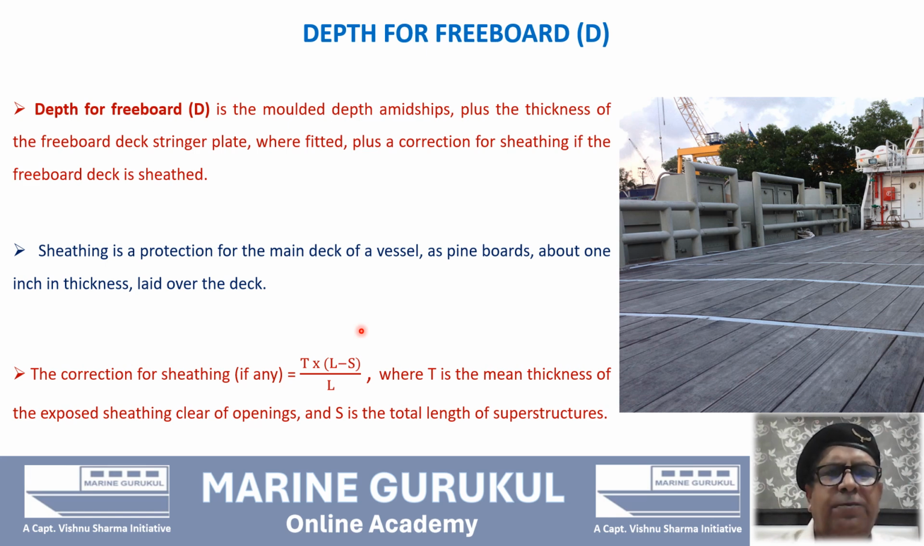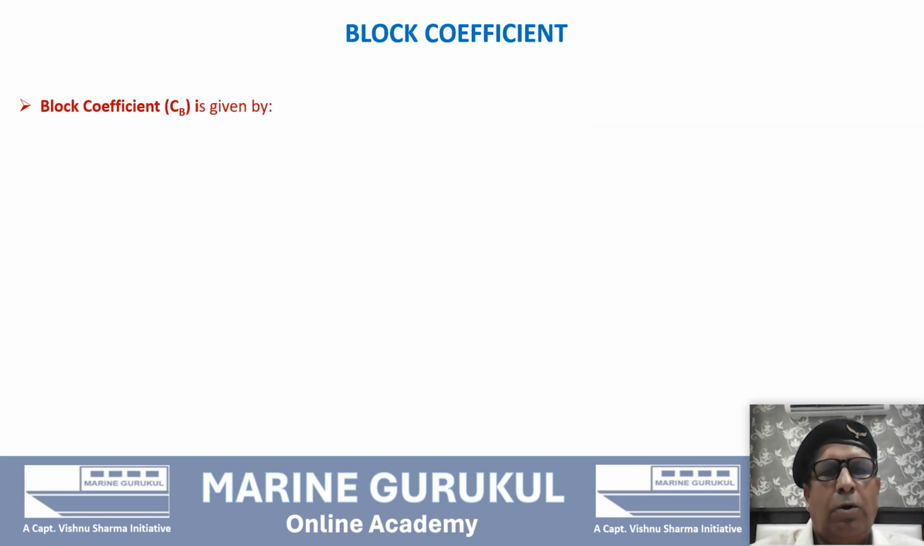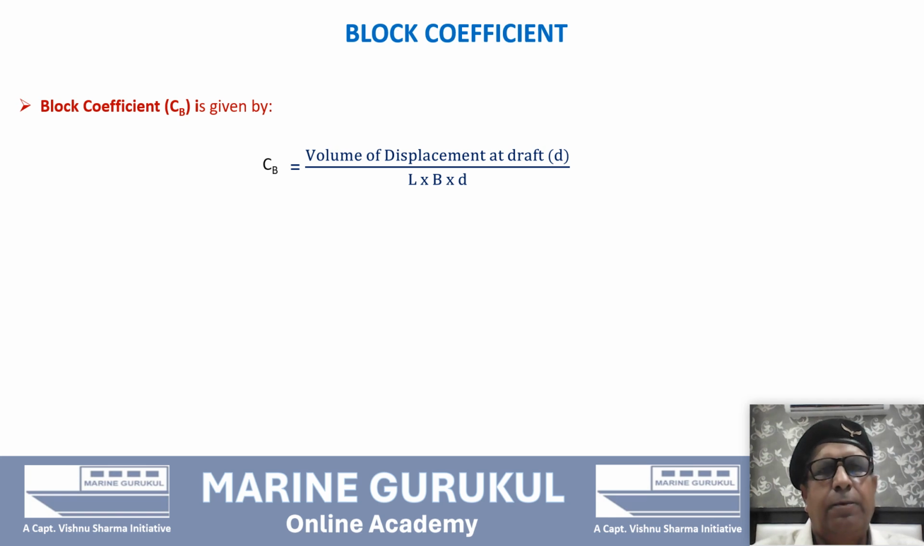So, depth for freeboard is nothing but molded depth amidships plus the depth of the freeboard deck stringer plate plus the correction for sheathing if the freeboard deck is sheathed. Block coefficient CB shall be calculated by the following formula. CB is equal to volume of displacement at draft D divided by length into breadth into draft D.